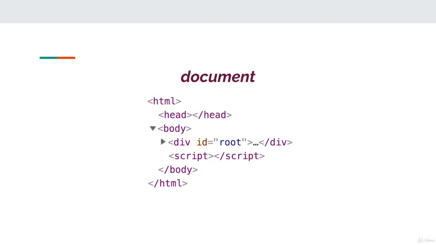This document object provided by the browser is very powerful. It provides methods and APIs that allow you to programmatically update the core HTML of the web page and therefore update what the user is seeing.